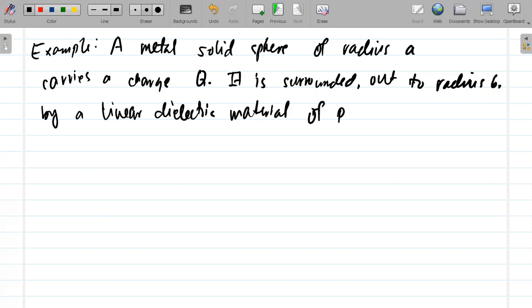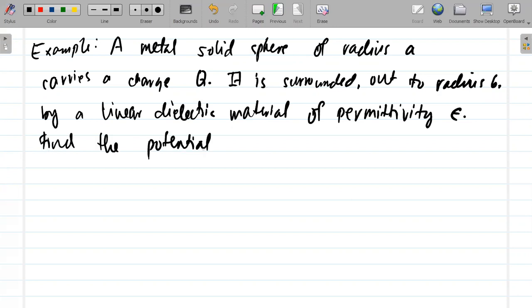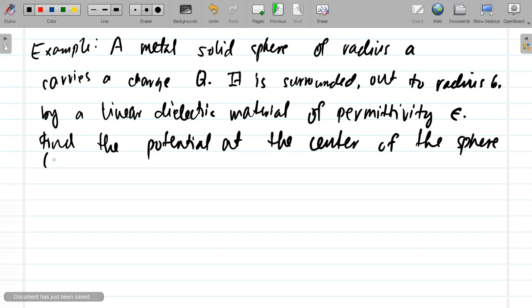Let's say of permittivity epsilon. The question is, find the potential at the center of the sphere. So class, this is relative to infinity.